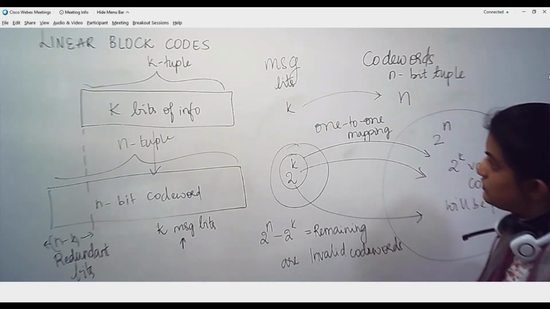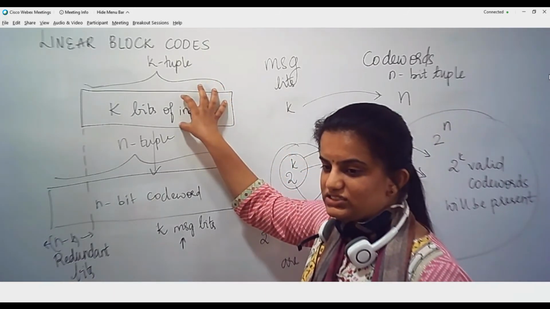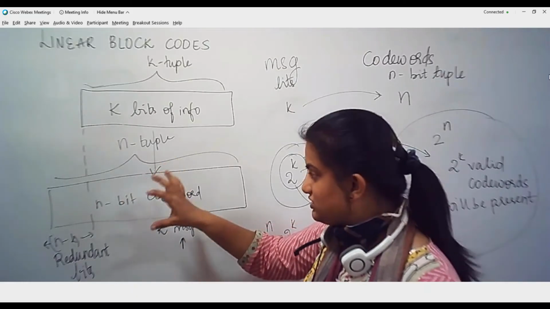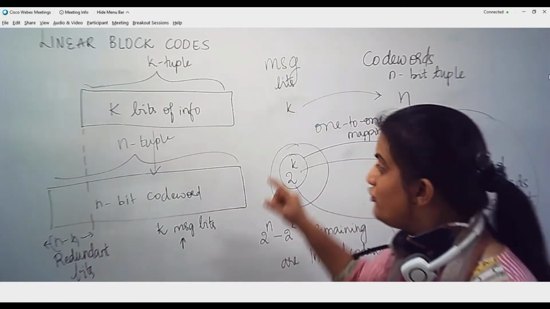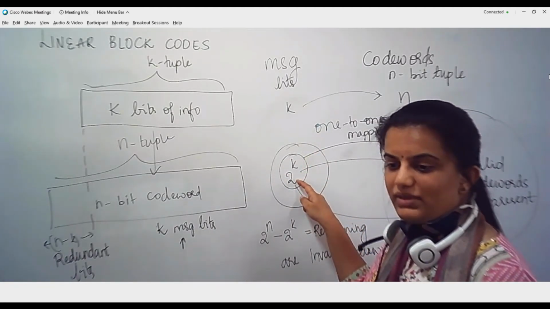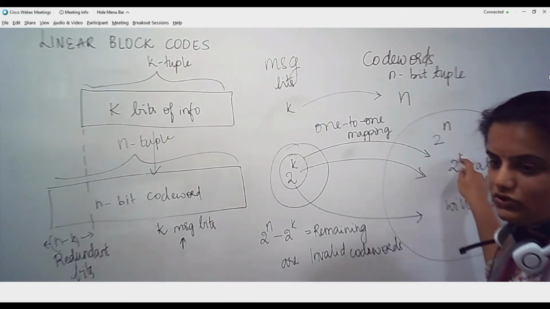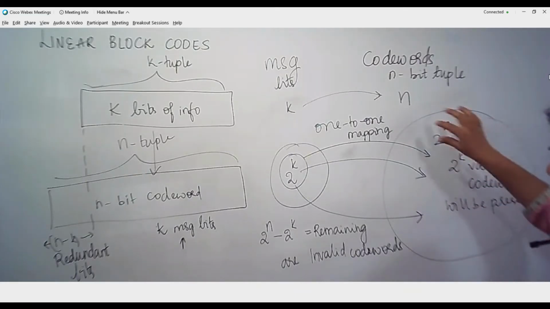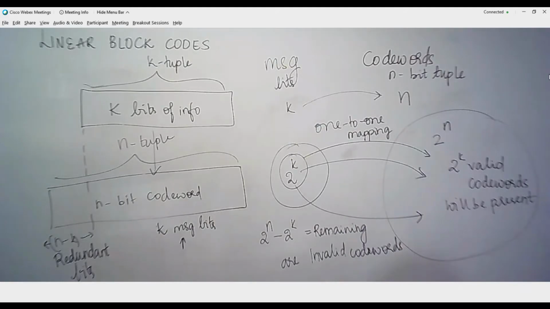So what does this mean? In a linear block code, whenever we construct the n bit code word from the k bits, we do the mapping in such a way that for every combination of the message signal, there is one and only one possible code word, the n bit code word, or the n tuple code word, in an n dimensional vector space. I hope you understood this much of the concept.